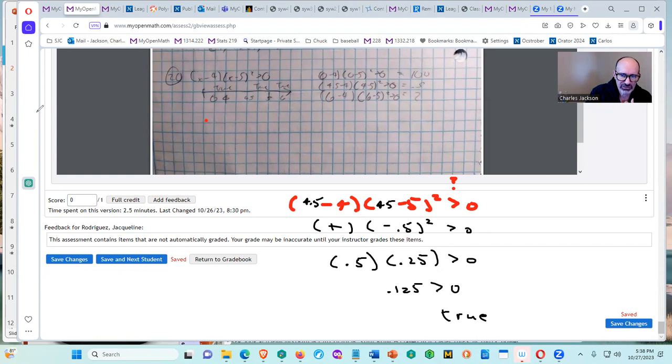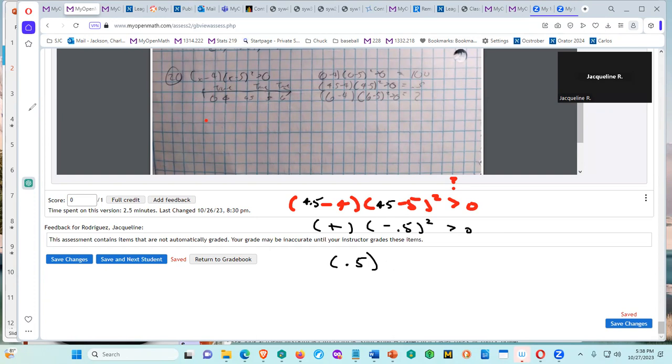Because if you let x be 0, then the first would be a negative and, yeah, negative times. Oh, okay, I see. Now I see where I messed up. Oh, okay, yeah.